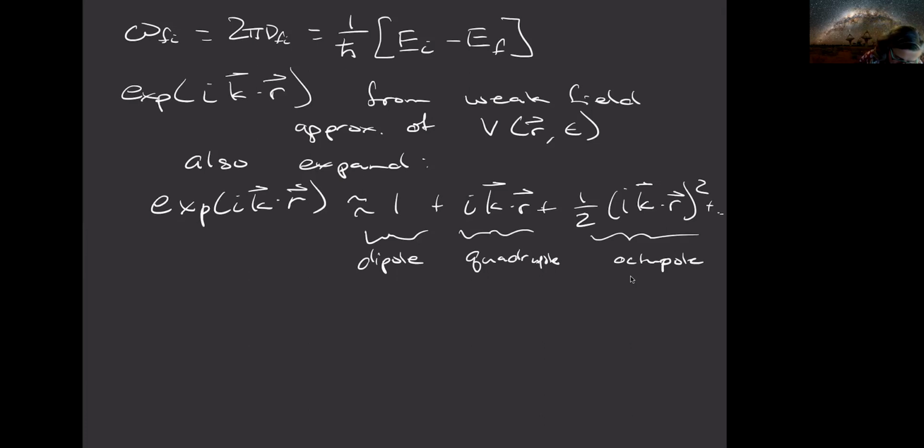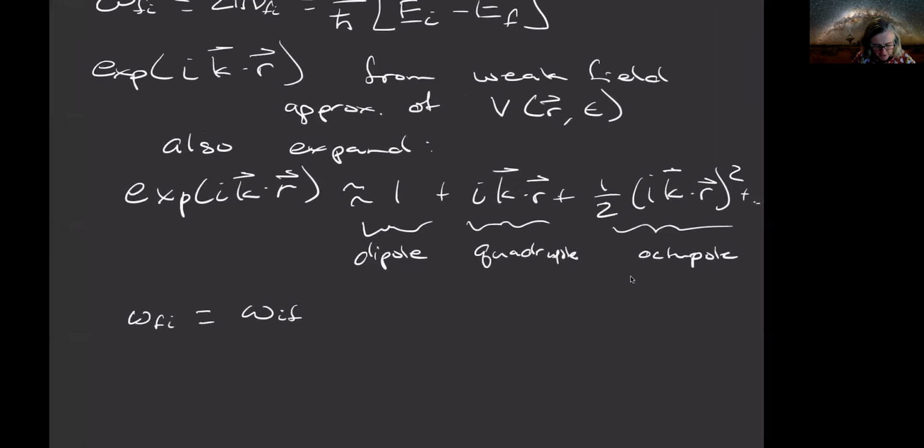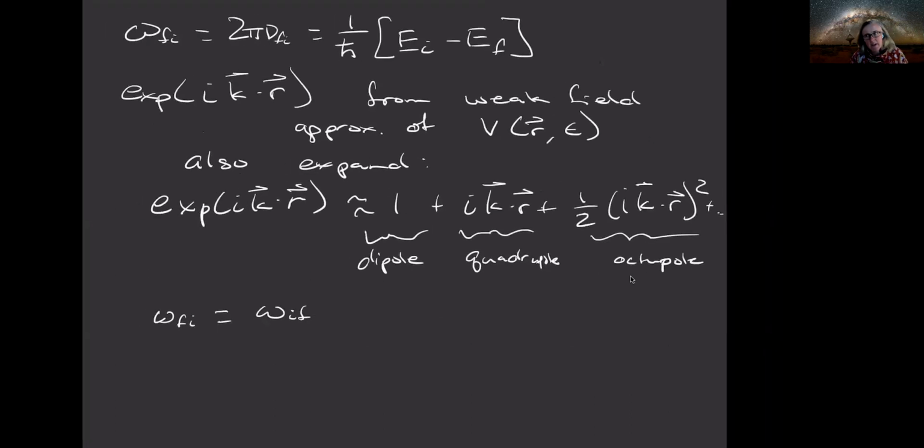It's also worth pointing out that the omega_fi is equal to the inverse form of this transition. And that's not surprising if we move from one energy level up to the top energy level. The frequency of that transition is going to be the same as if we move from that top level down to the bottom level. So that's a fairly obvious thing, but it's important to know.